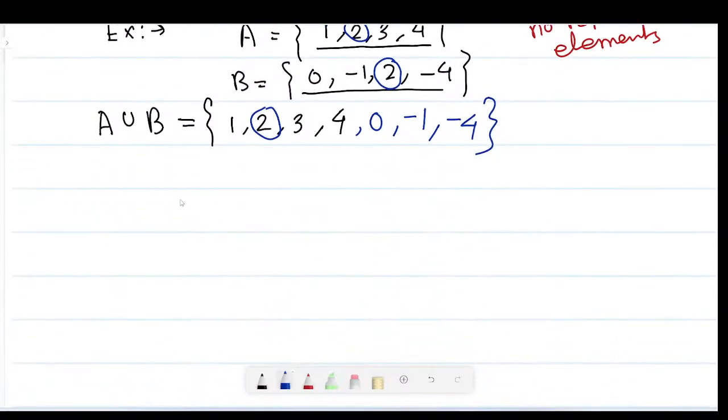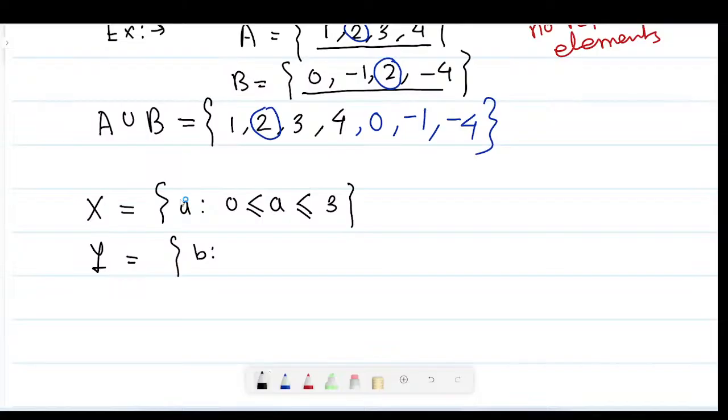Another example, like this is my set X as small a such that 0 less than or equal to a, and a less than or equal to 3, and this will be my Y such that -1 less than or equal to b and b less than or equal to 4, and both belong to our real number set.